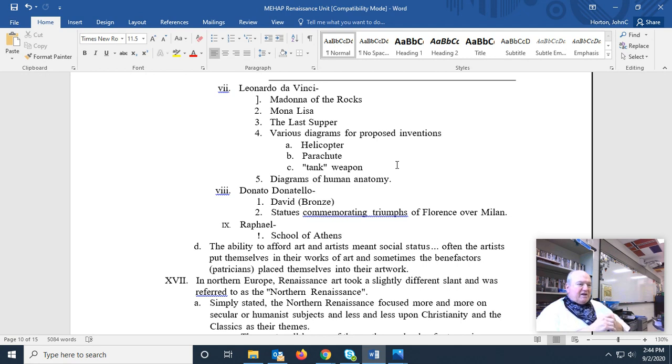The ability to afford art and artists meant social status for the rich people of the Renaissance. As it says there, often the artists put themselves into their work of art, and sometimes they would put the benefactors. Make sure you know that word, patricians. Patricians are people who paid money to support the art. So oftentimes the artists would put themselves, or the patricians, meaning the people who bankrolled it, into their artwork.